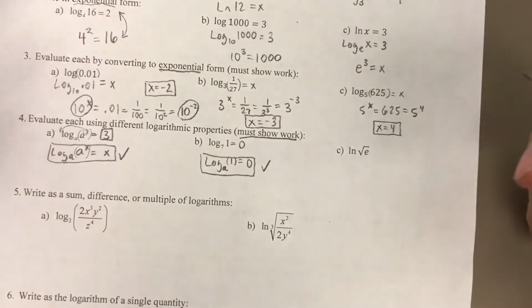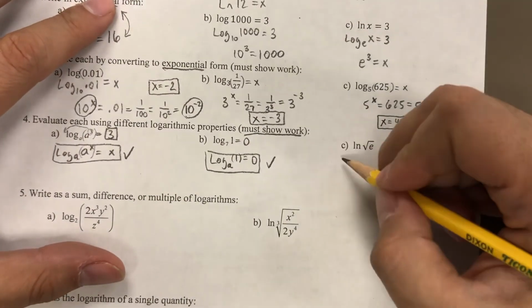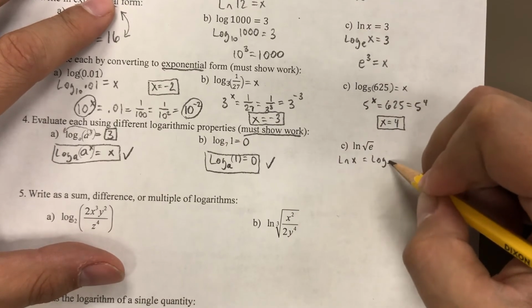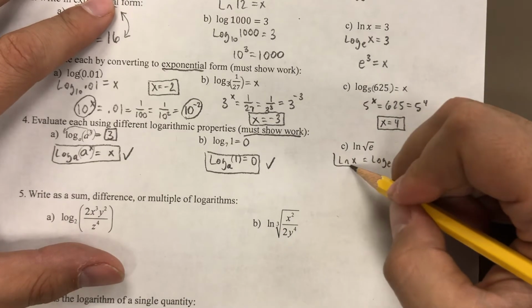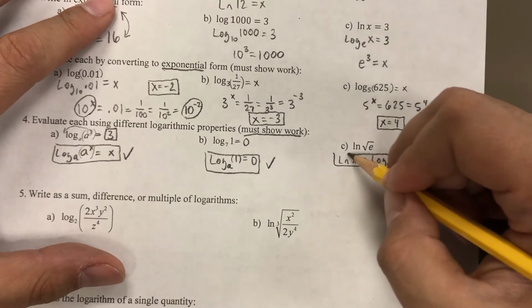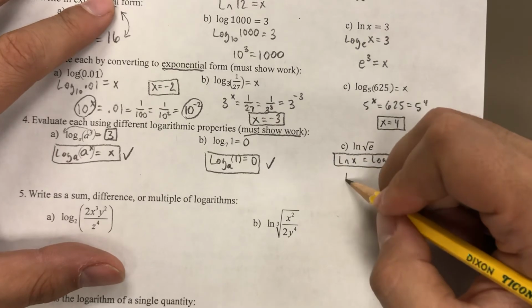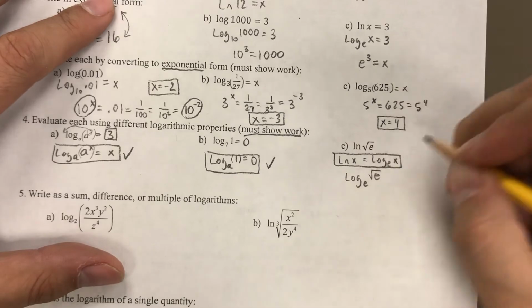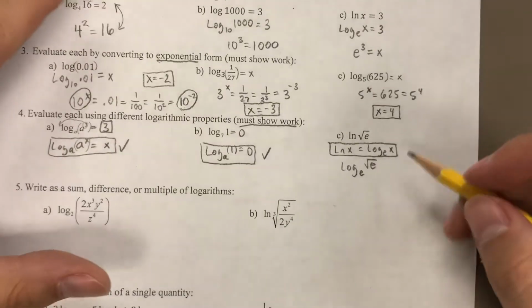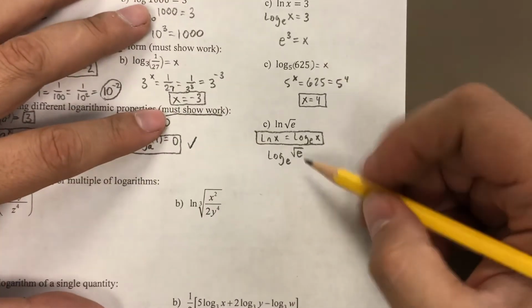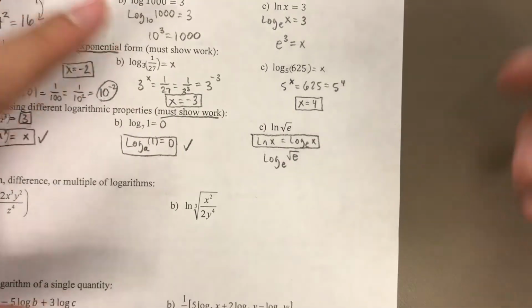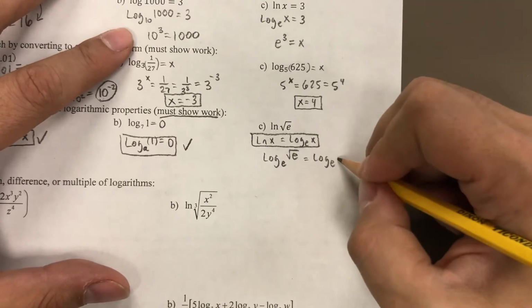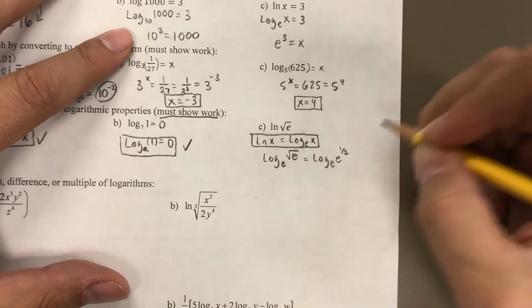The last one, I'm going to use a couple properties. The first property that I'm going to use is that the natural log of something is equal to the log with a base of e of that number. So this is one property that I use. And I use it to expand this to turn it into a log with a base of e of the square root of e. And then this isn't really a property, but the square root of anything is really equal to the 1/2 power of that number. So this is the same thing as saying log base e of e to the 1/2 power.